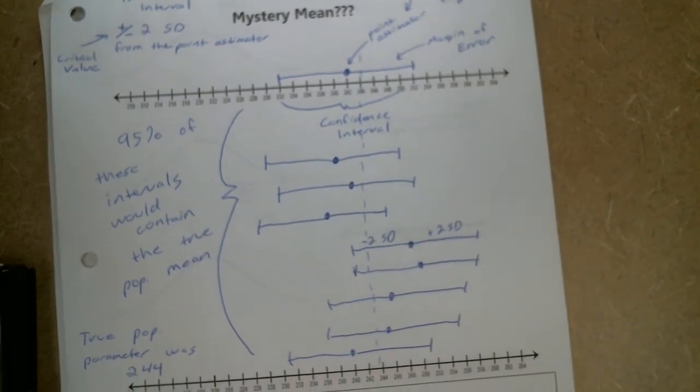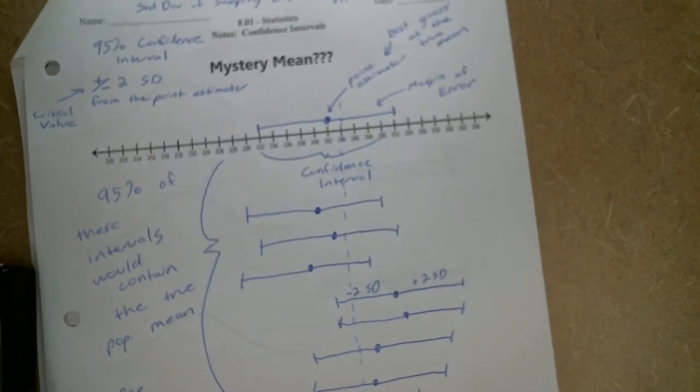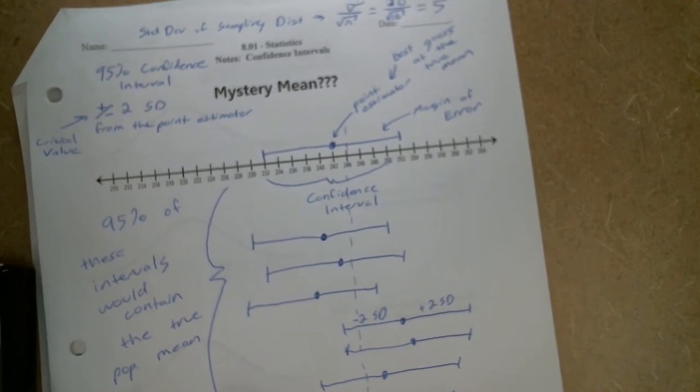But if we had done this over and over and over again, sooner or later we would have ended up with an interval that missed, because our sample just happened to get a bunch of really low values, or a bunch of really high values. Then our interval would have missed the true value. But that's sort of the process, the thought behind these confidence intervals and what we're going to be doing with them.